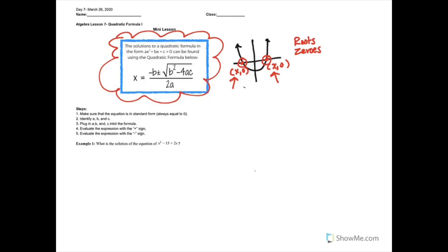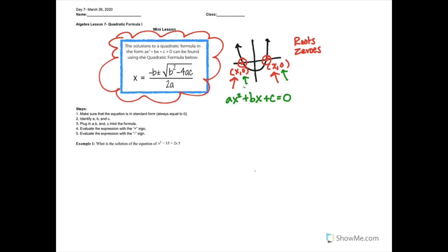So here are the steps for you to do this. The first step says make sure that your equation is in standard form. If my equation is in standard form, that means it looks like this: ax squared plus bx plus c, where the other side is just simply equal to 0. Because again, we want our y values to be 0. So we have this in standard form, so that's the first thing we need.